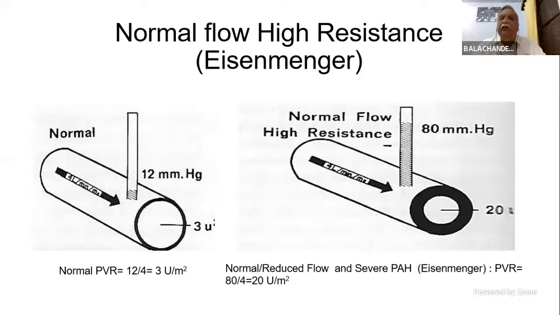So once you know this concept of what is hyperkinetic pulmonary hypertension, you are very clear in your concept of pulmonary vascular resistance. So when Wood defined it, he knew very well that it is more than 3 units per meter square, and the mean pulmonary artery pressure more than 25. Next slide.